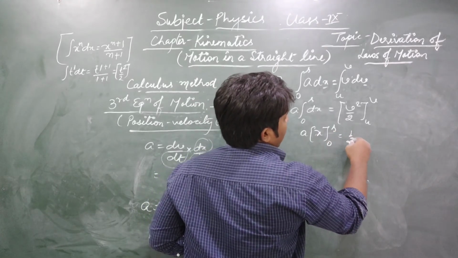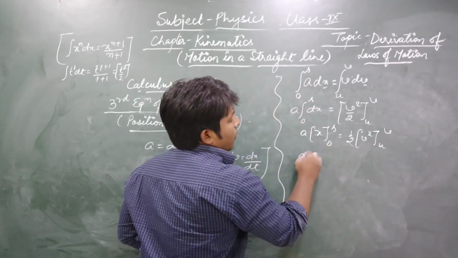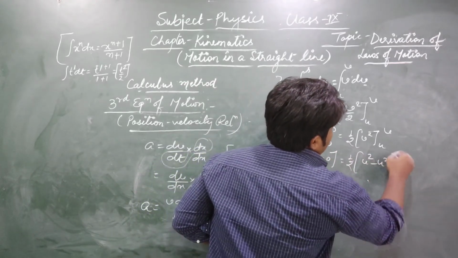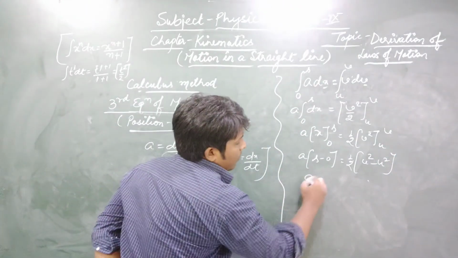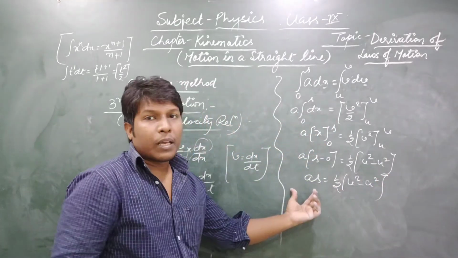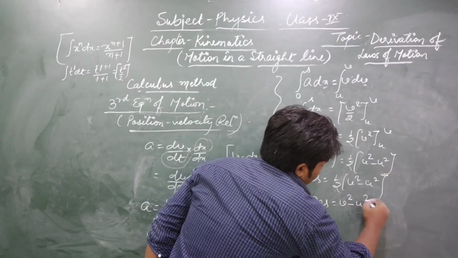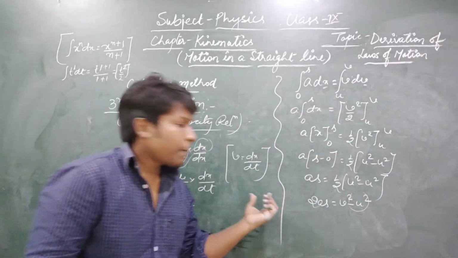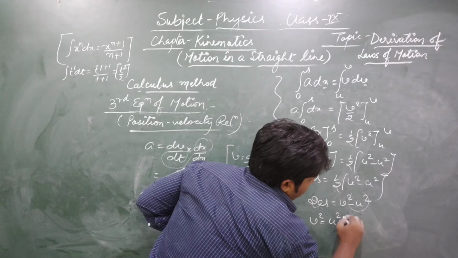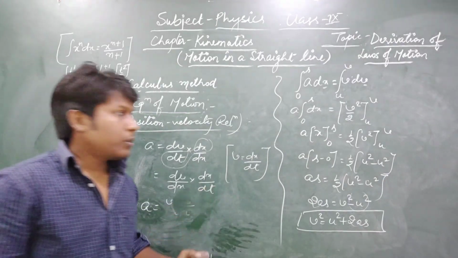Take half common here, so you will get v square from u to v, and put the limit now. So you will get s minus 0 is equal to half v square minus u square. So as is equal to half v square minus u square, and 2 will be multiplied with this term, so it will be 2as is equal to v square minus u square. Now u square goes to the left side, transposed, it will be positive, so v square is equal to u square plus 2as. Now you have the final expression, and this is the third equation of motion.